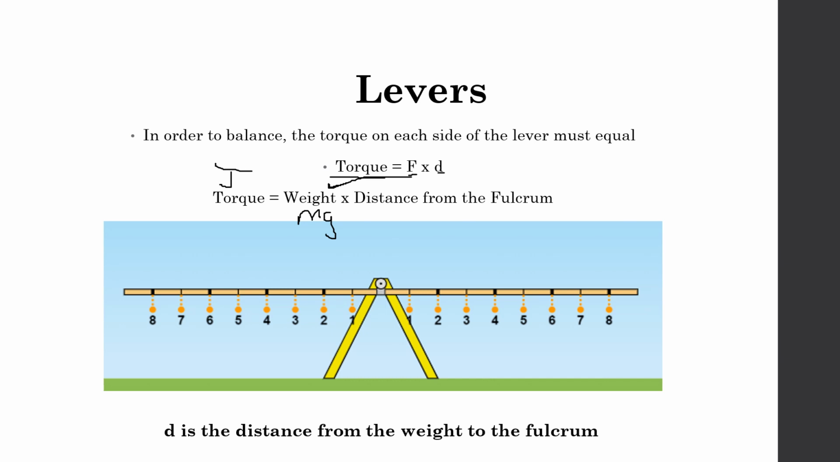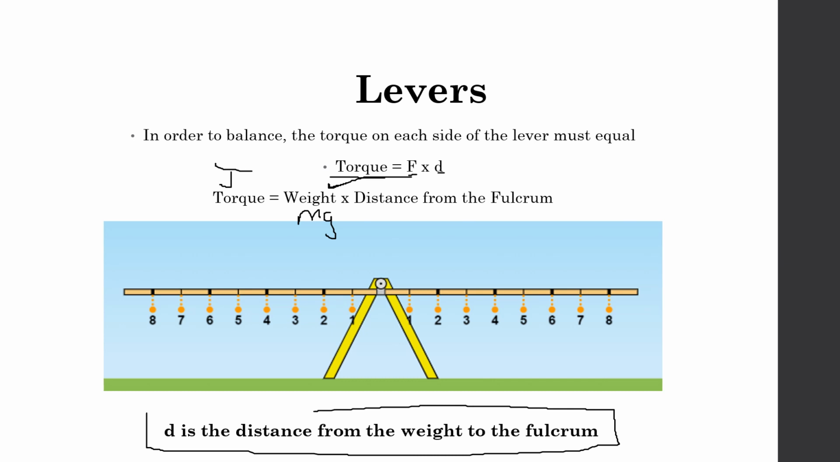I want to be as clear as I possibly can. This is the concept that a lot of people are going to mess up when doing levers. D is the distance from the weight to the fulcrum. So, here is my question. Torque is force times distance. So let's just pretend I put a 4 kilogram weight there. And then I put a 4 kilogram weight here. We have the same weight on both sides.